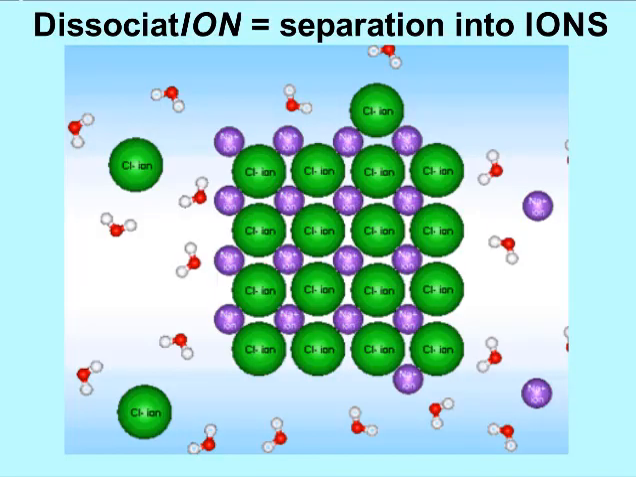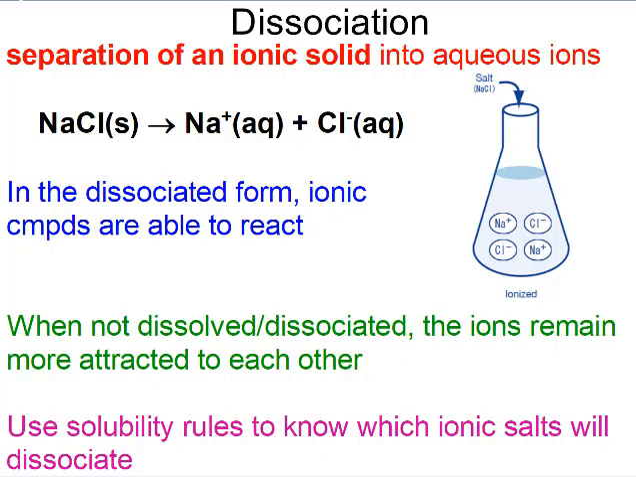Compared to dissociation, when it's going to separate into ions. So dissociation is the separation of an ionic solid into aqueous ions. So NaCl turns into sodium ion and chloride ion, which again will be in water.